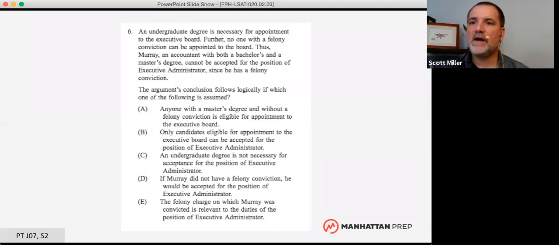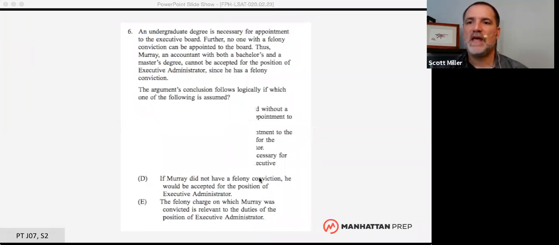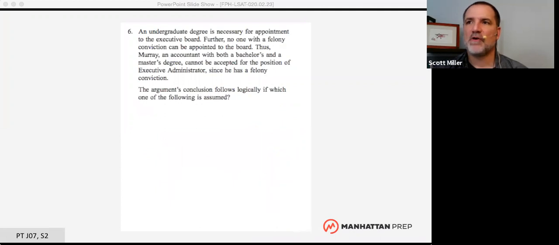Okay, so again, this is what we call a sufficient assumption question. The conclusion follows logically, we get a valid argument, if which one of the following is assumed. And before we even worry about the answer choices, we need to go up and read the argument they're giving us and figure out what the premises are, what the conclusion is, and what's wrong with it. What is wrong with this argument?